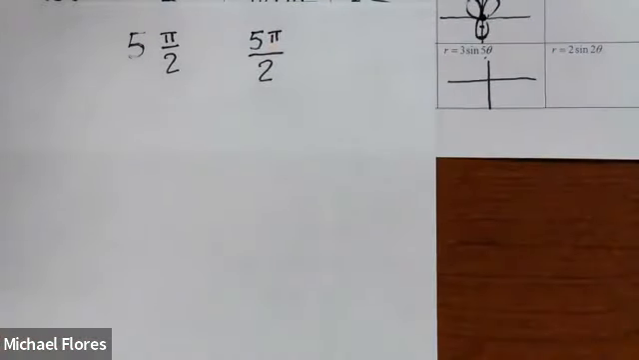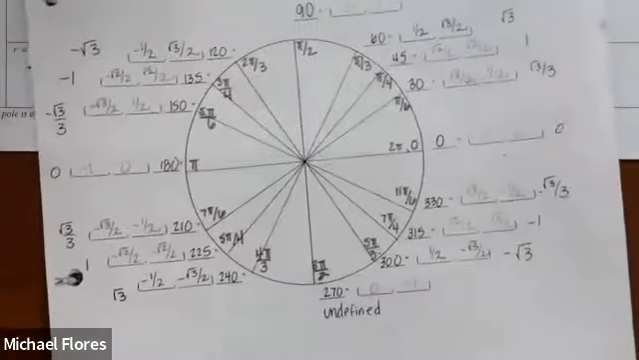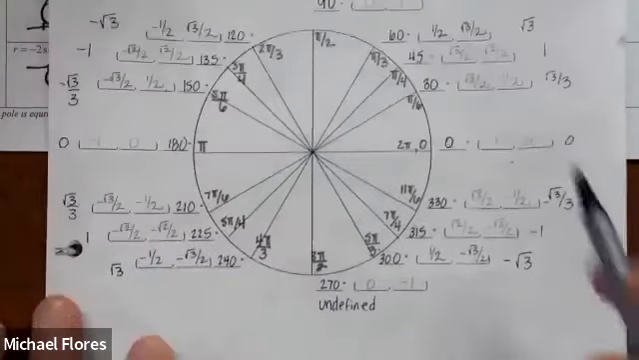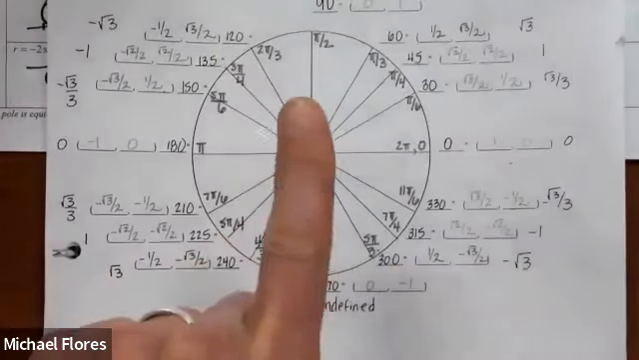But wait, 5 pi over 2 isn't on our unit circle. Yeah, you're right, it's not. So let me show you how you can figure it out. Where is 5 pi over 2? Here's one way of thinking about it.